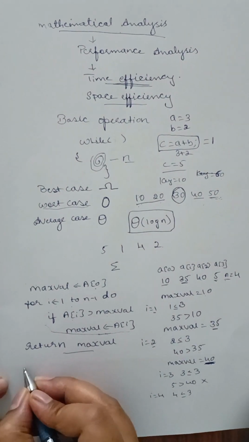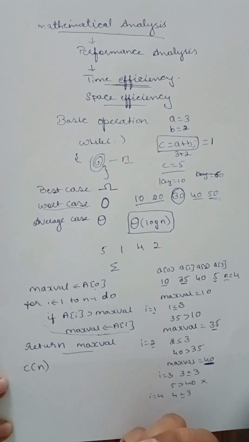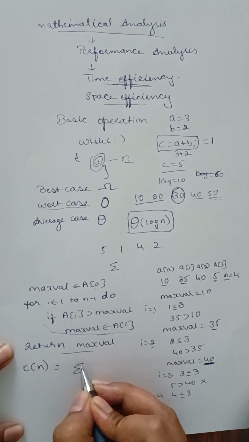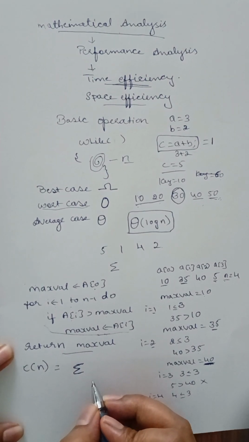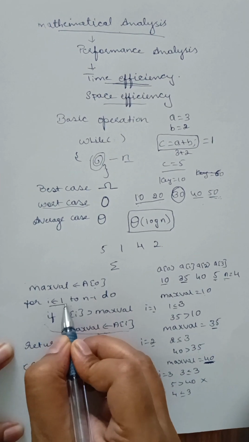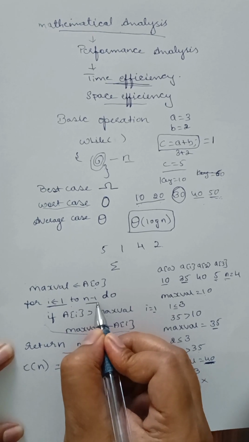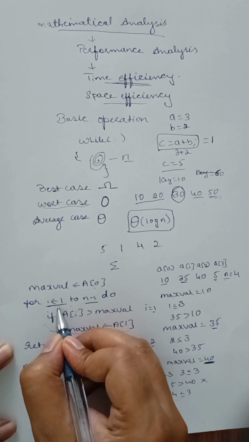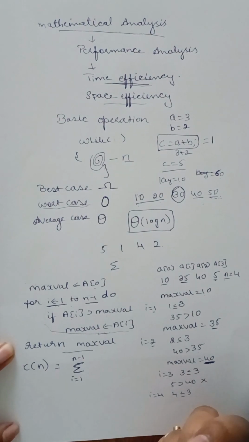So how do we write the mathematical analysis? I'll just type C of n. This is the function for mathematical analysis. I have told you, you have to go with the summation. If you take a summation, then you have to take the upper bound and the lower bound. Here, we have a for loop. The upper bound is n minus 1; until n minus 1 I have to do it. What is the lower bound, the lowest number you are taking? I is equal to 1. That is the initial value of I. So I is equal to 1 to n minus 1.